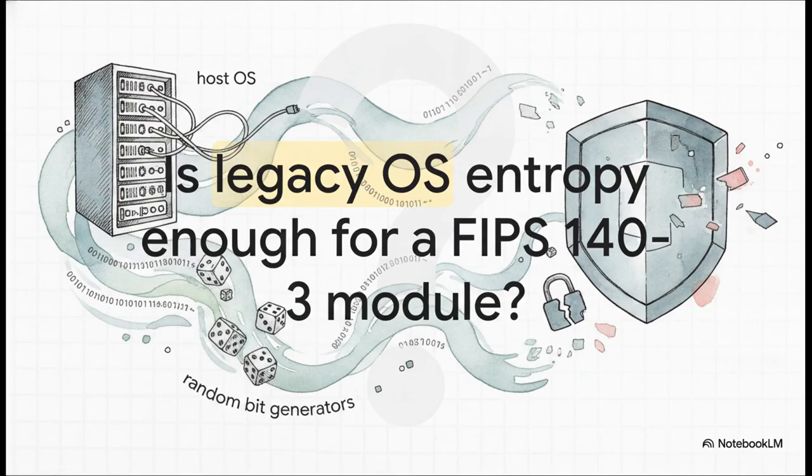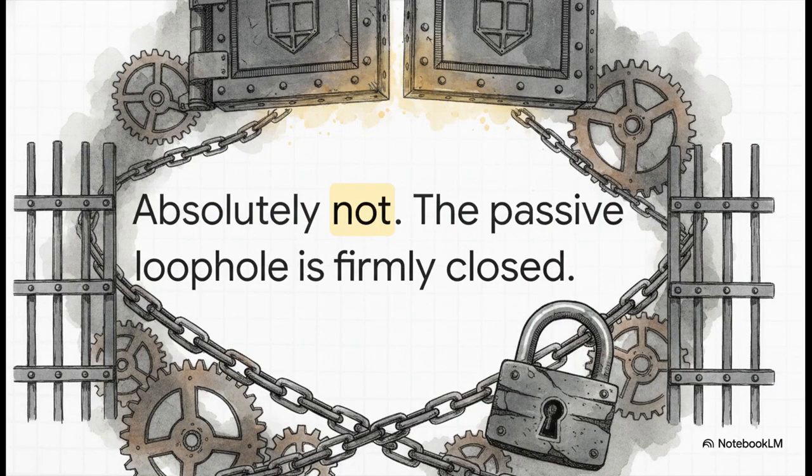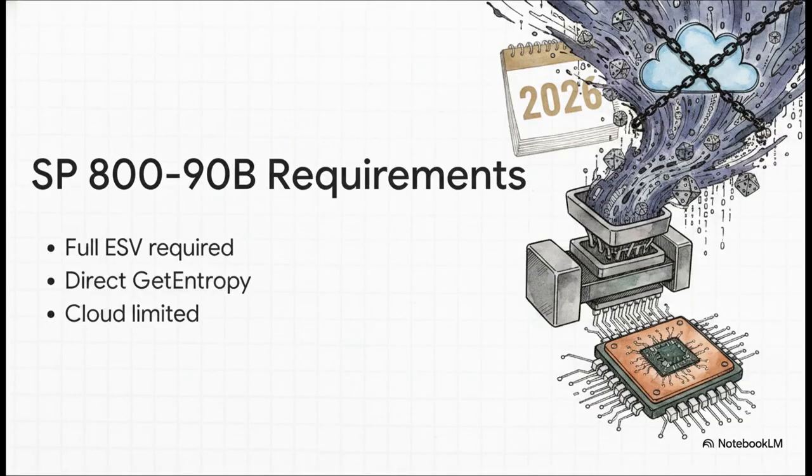So, was that assumption correct? The answer is absolutely not. Under the current FIPS 140-3 implementation guidance, that old passive loophole is firmly closed. To meet the new SP 800-90B entropy requirements, you now fall under what's called Revised Case 1B. This means your software module must have full entropy source validation, or ESV. It needs direct, raw access to the GetEntropy interface on the local physical device itself.